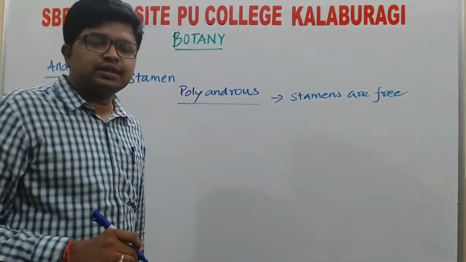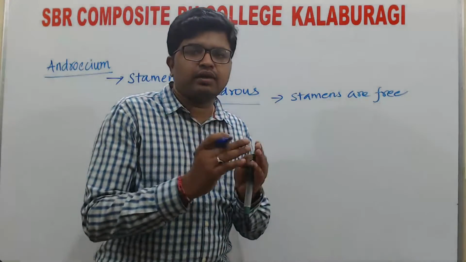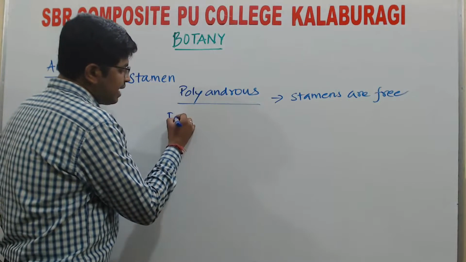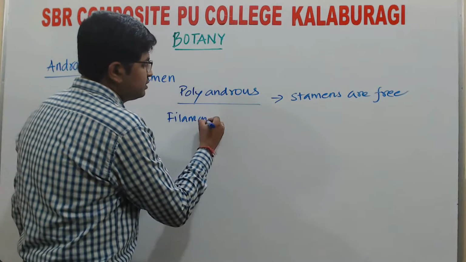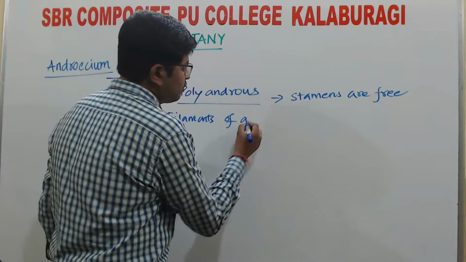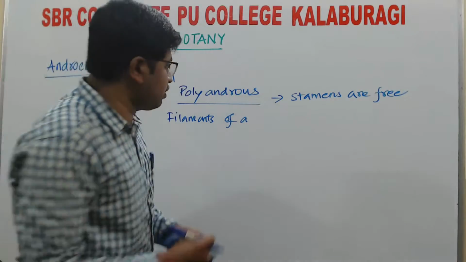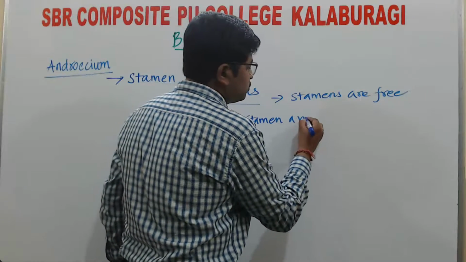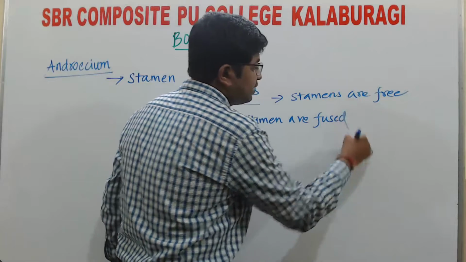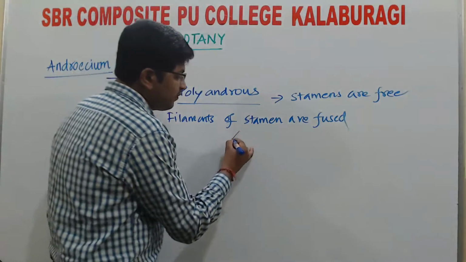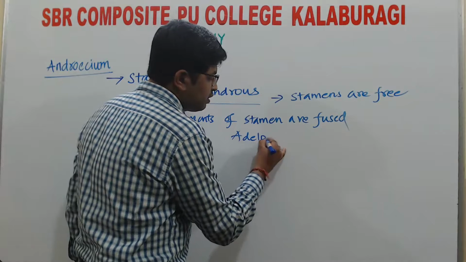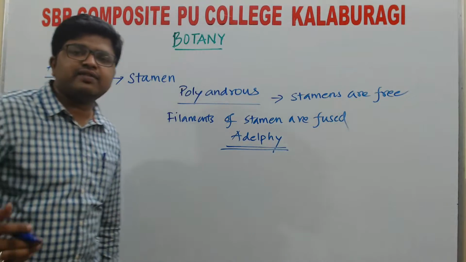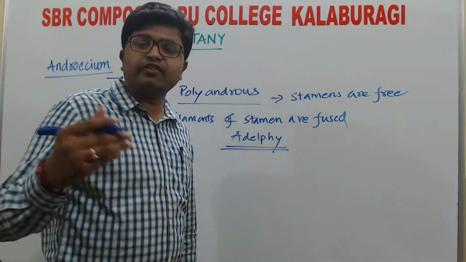You will see that in some flowers the stamens are fused, especially the filaments of the stamens are fused, and this condition we call adelphy. Remember this, and it has several types. Adelphy conditions are of several types.